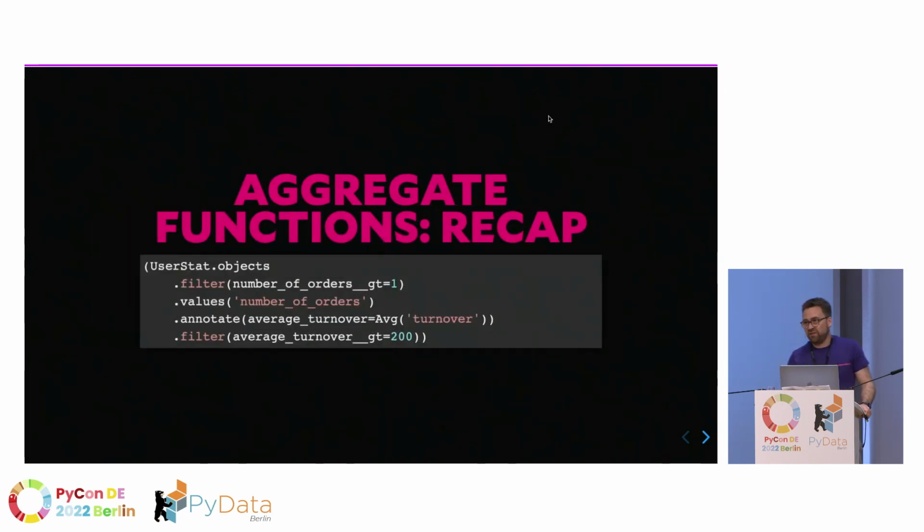In Django, this would look like this, and there are a few things to notice. First of all, there is no distinction between the where clause and the having clause, because both of them are here expressed as filters.